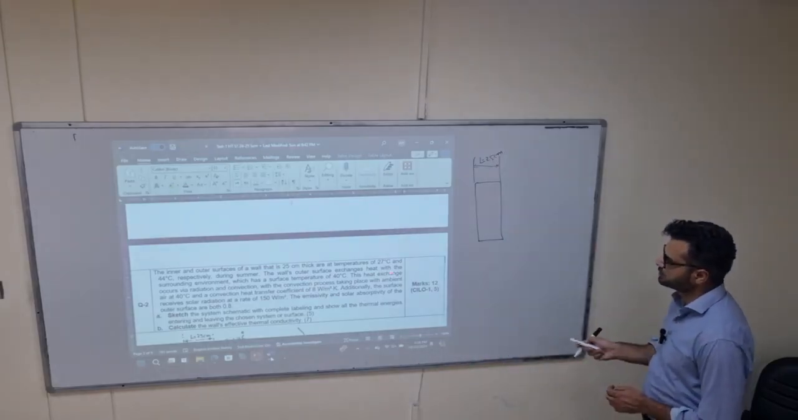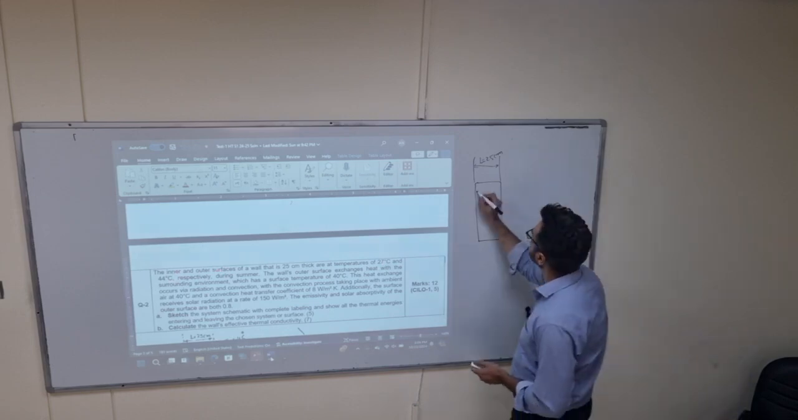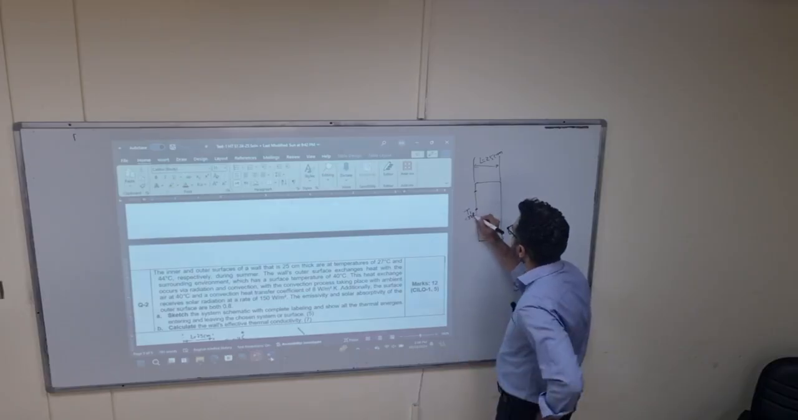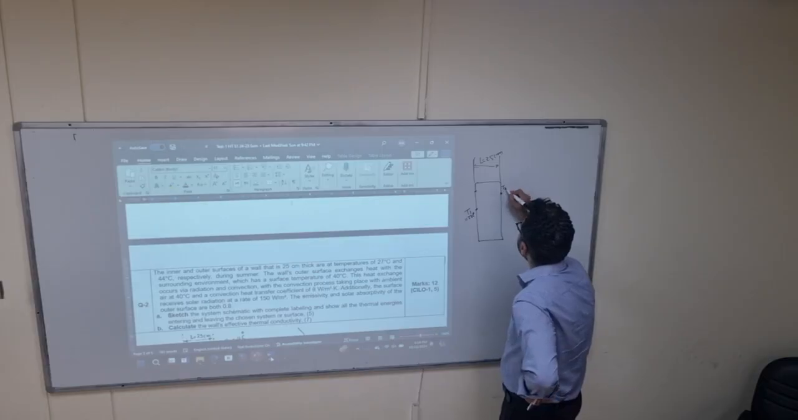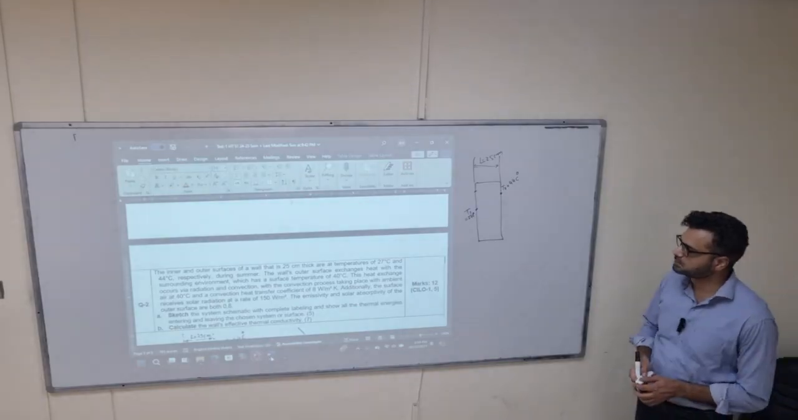They are at a temperature of 27 and 44. Inner is 27, outer is 44. So inner T1, 27, outer T2, 44. So these are the temperatures which are given.